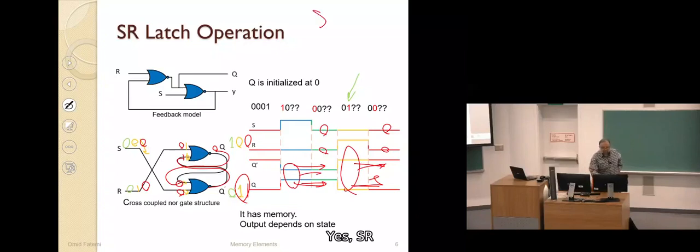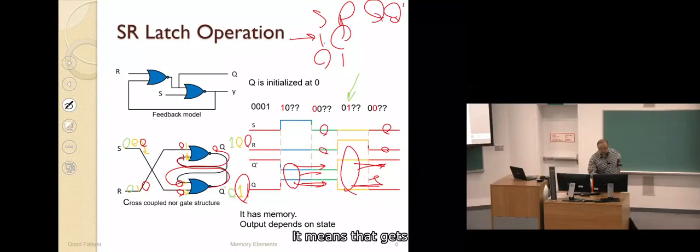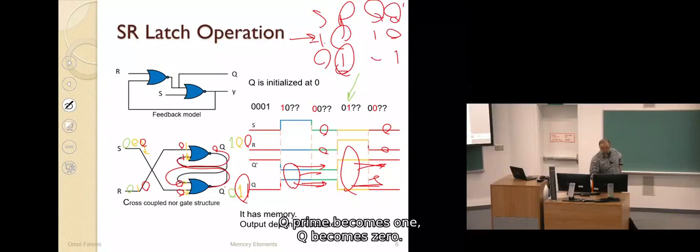So S R, you say S R are 1 0 now, and then we go to 0 1. So it's good. When we are here, it means that Q gets 1, Q bar 0, because we set. S is 1, R is 0. But here we are resetting. R is 1, S is 0. So for sure, Q prime becomes 1, Q becomes 0.